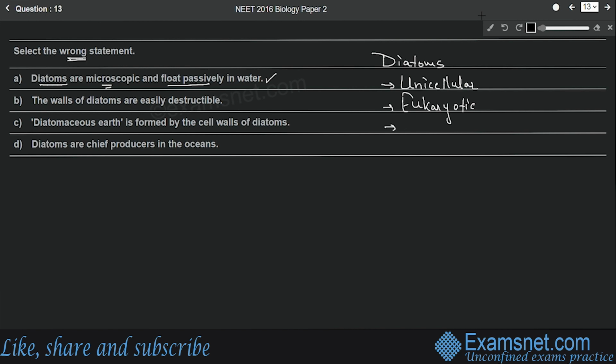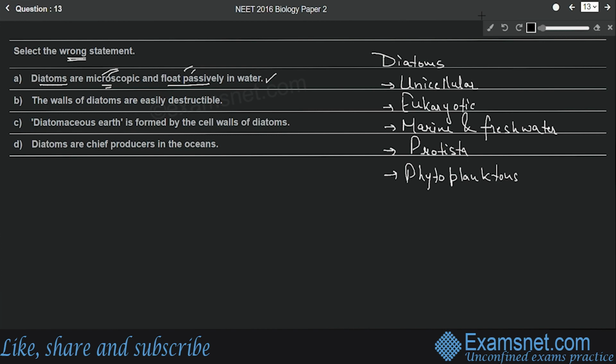And these can be marine as well as freshwater organisms. And these belong to which kingdom? They belong to the kingdom Protista. Now, the statement says that these are microscopic. This is true. And they float passively in water. This is also true, because these are a kind of phytoplankton. Therefore, they float along with the water current and they do not require energy for floating. Therefore, they float passively.